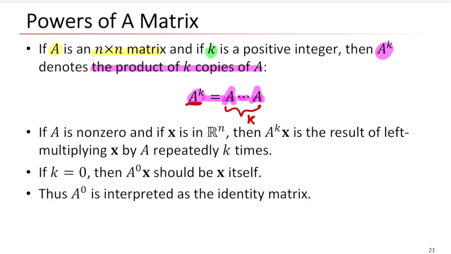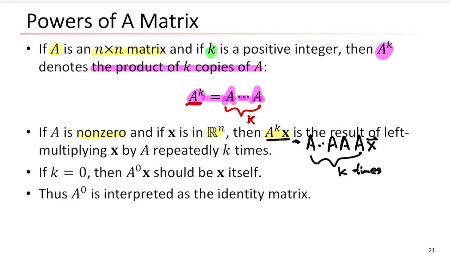Here is an interesting rule. If A is non-zero and x is in R^n, then A^k x is the result of left-multiplying x by A repeatedly k times. So what does it mean? It means that we can multiply A on the left-hand side of the vector x, and multiply A again, repeatedly k times.